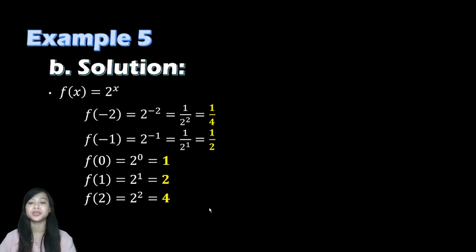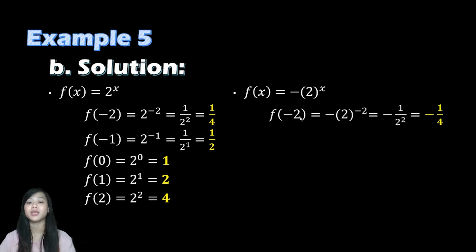And next function for letter B, we have f of x, or y, equals negative 2 raised to x. So substituting values from negative 2 to positive 2, we have f of negative 2 equals negative 2 raised to negative 2. We first simplify 2 raised to negative 2, that is 1 over 2 raised to 2, and then take the negative of that. So 1 over 2 raised to 2 is 1/4, which is equivalent to negative 1/4.